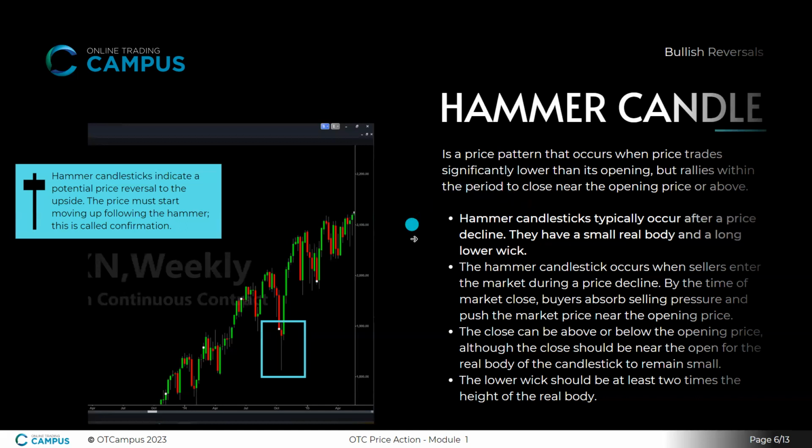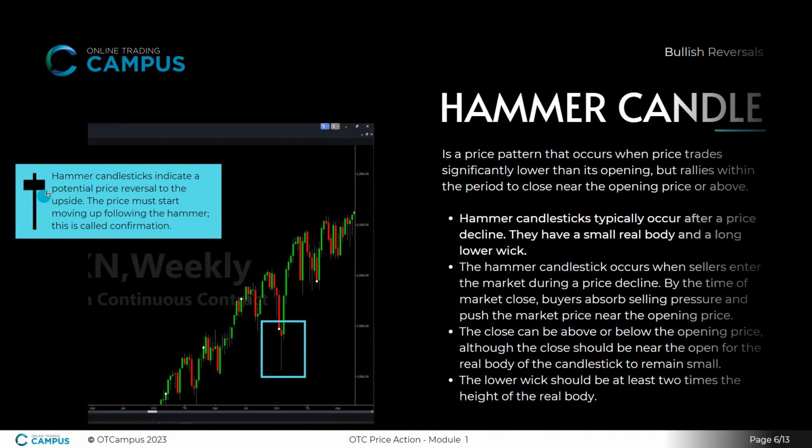Here, to understand, we have more points that describe the hammer candle. Hammer candlesticks typically occur after a price decline. You see here, price is dropping, right? They have a small real body and a long lower wick. The lower wick is the wick to the downside. And yes, they have a small real body like a hammer, right? That's why we call this a hammer.